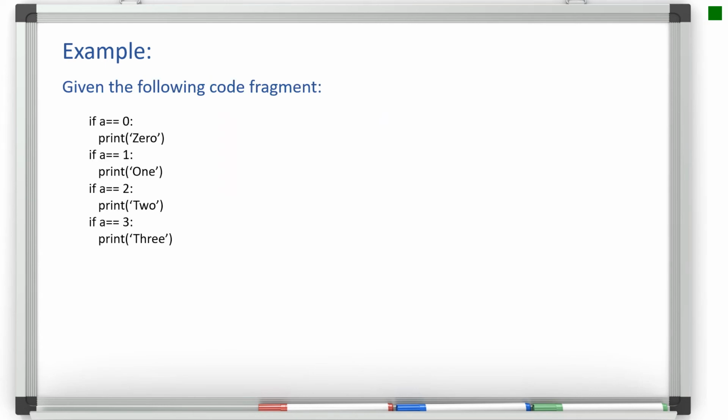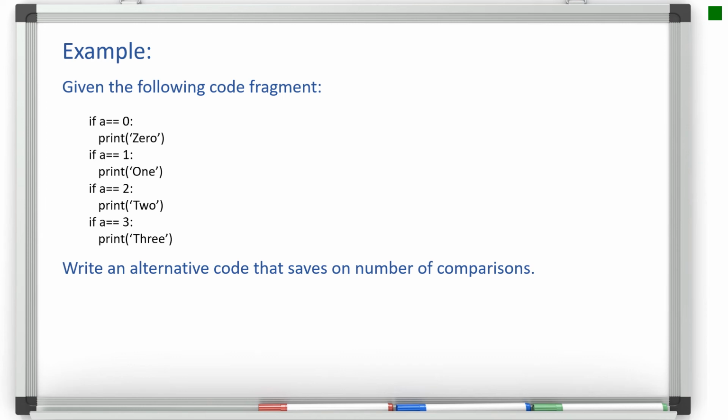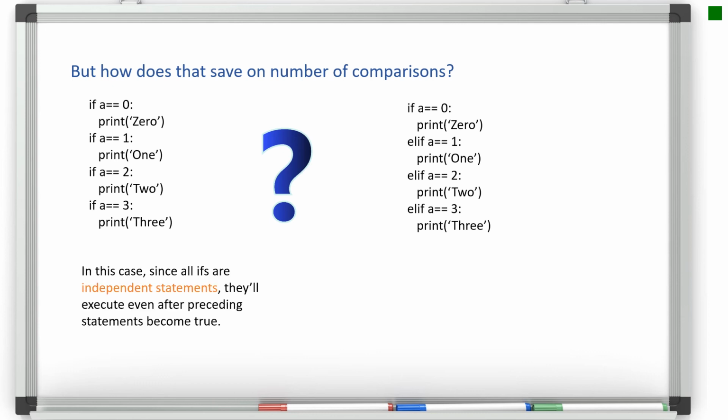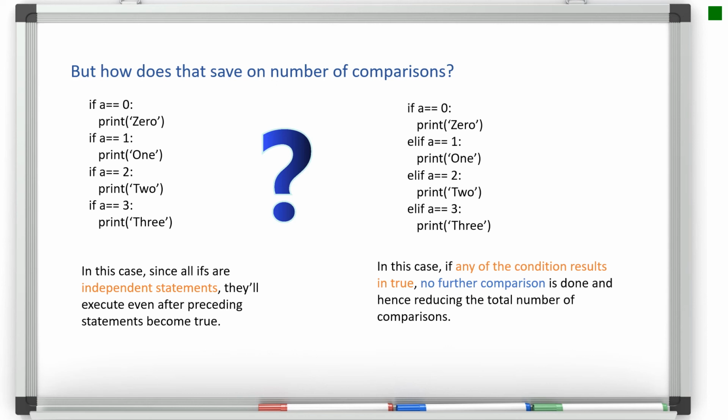Let's look at this example. There are many ifs. Each comparison is done with a new if. So now write an alternative code that saves a number of comparisons. So use if elif instead of all ifs. How does that save a number of comparisons? Because as independent if statements, every if statement will be executed, which takes some time. Whereas when we use elif, the next elif only gets executed if the previous one is false. Right? So no further comparisons are done in case first one becomes true.